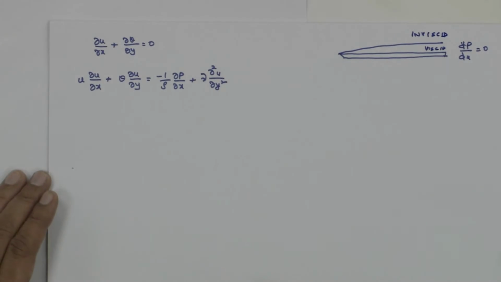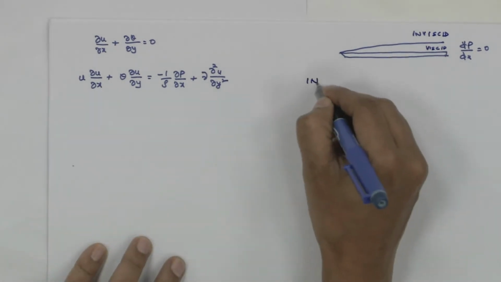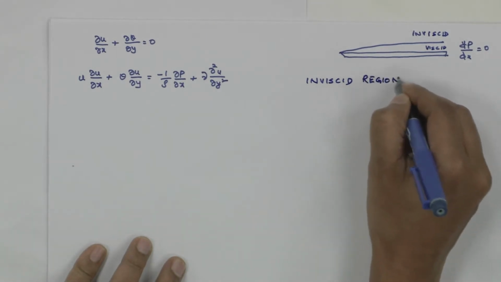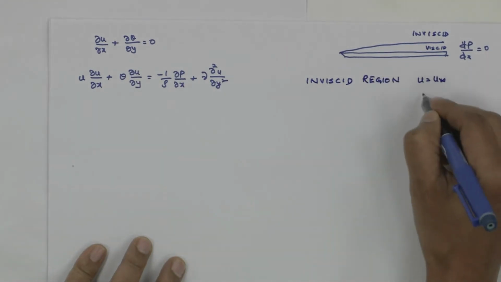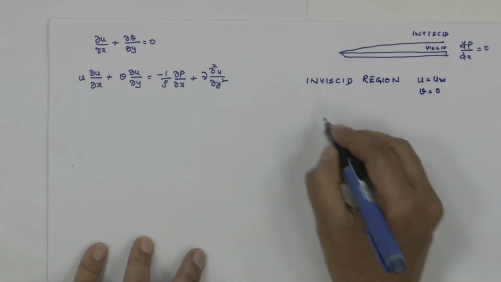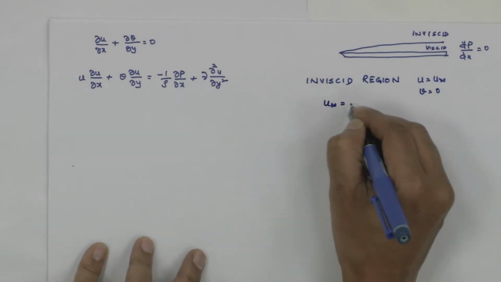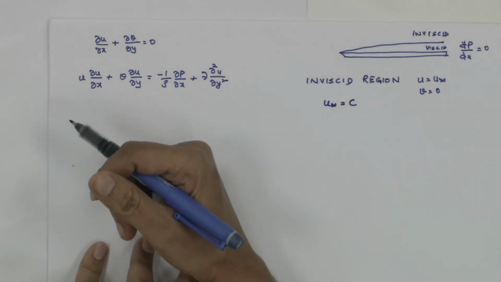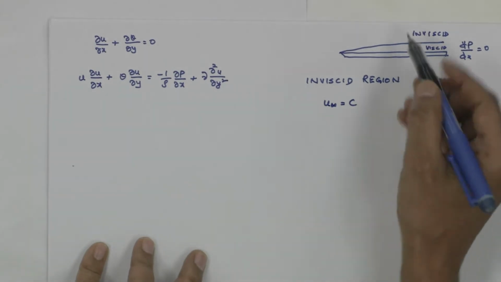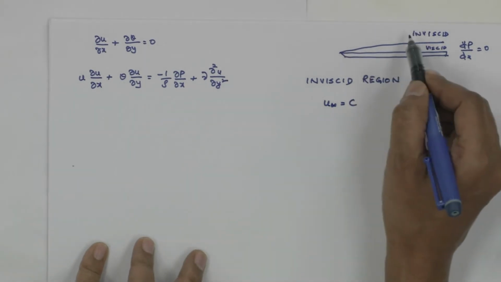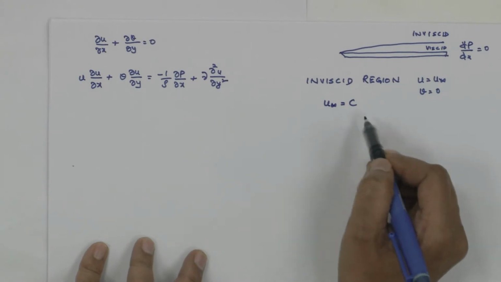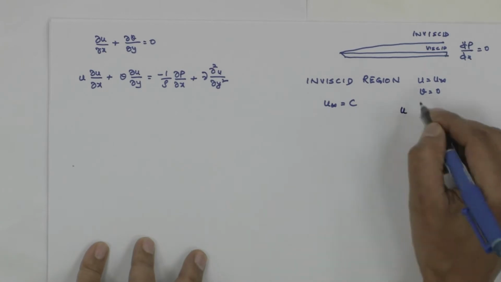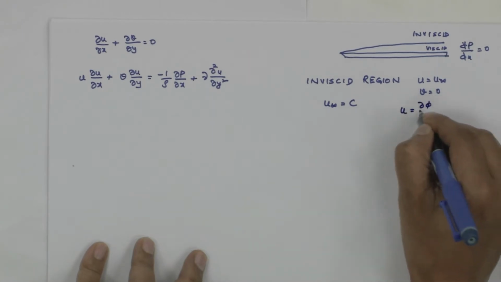In the inviscid region, what is it that we found? In the inviscid region, we know that U is equal to U infinity and V is equal to 0. And in the inviscid region, U infinity is constant for flow over a flat plate. How did I write this U infinity equal to constant? One way of looking at it is, if I put a pitot tube and measure, with the pitot tube, U infinity is observed to be constant. That's experimental.